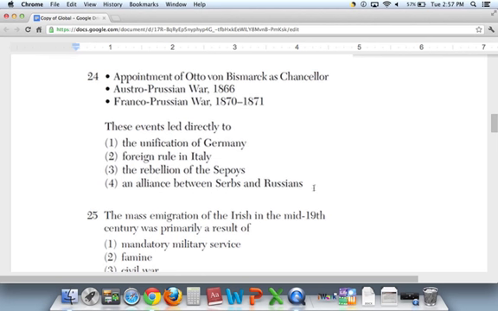Okay, we can all state that this had nothing to do with the foreign rule in Italy, nor the rebellion of the sepoys, because that was about India. And an alliance between Serbs and Russians had nothing to do with the appointment of Otto von Bismarck as Chancellor, and the only choice left is the unification of Germany, and it makes sense because Germany was involved with everything. So for 24, the correct answer is 1. The unification of Germany.